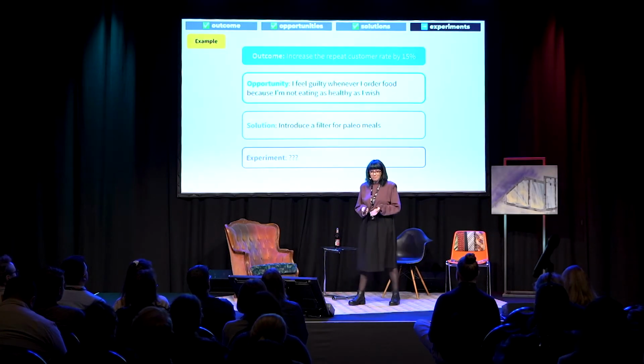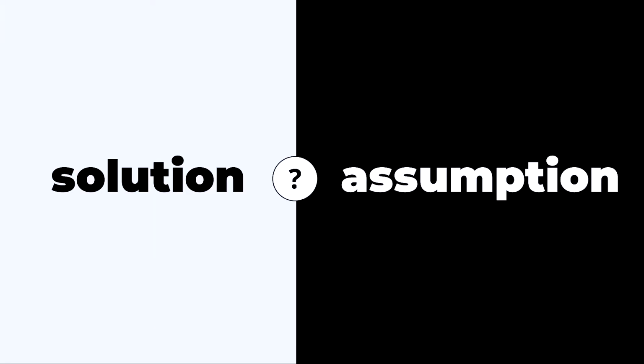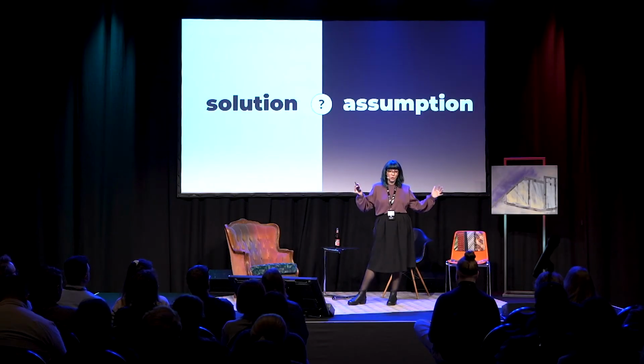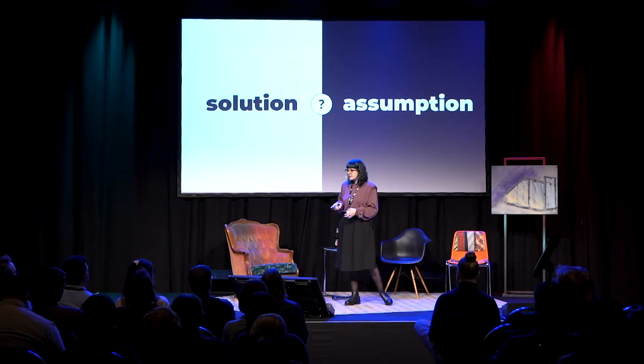And here we have our opportunity, our solution, time to choose an experiment. So how can we do that? We can either test the whole solution, but that requires a lot of time and effort. We can A/B test it. Or we can test an assumption. In that case, that could be much cheaper and quicker.